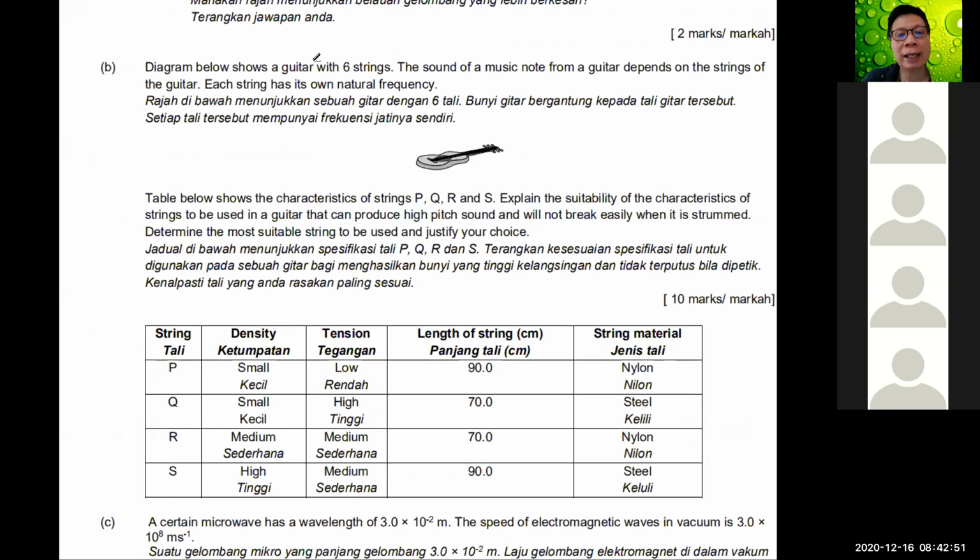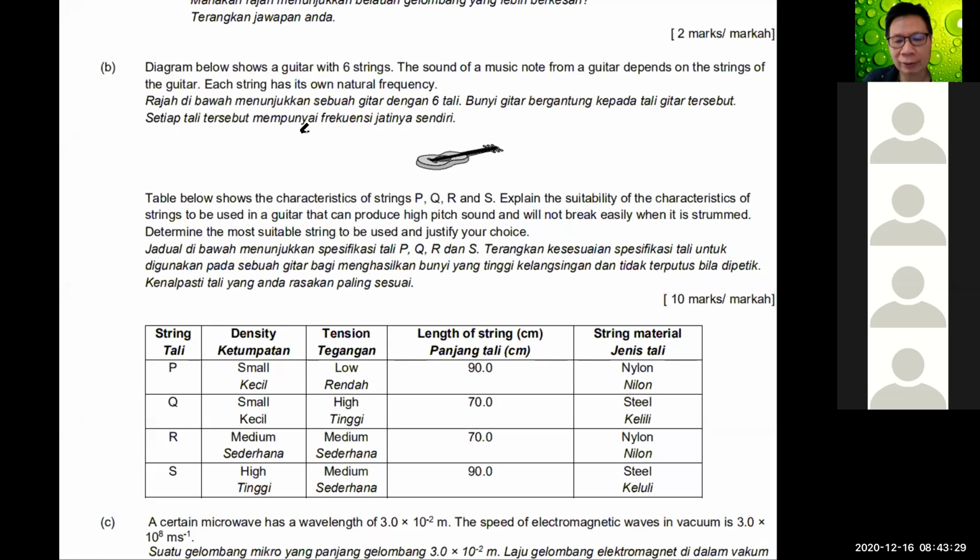Diagram shows a guitar with 6 strings. The guitar produces a sound through vibration of a string, right? The sound of music note from guitar depends on the strings of the guitar. Each string has its own natural frequency, because the thickness of the string and the length of the strings are different, so every single string will have different natural frequency.